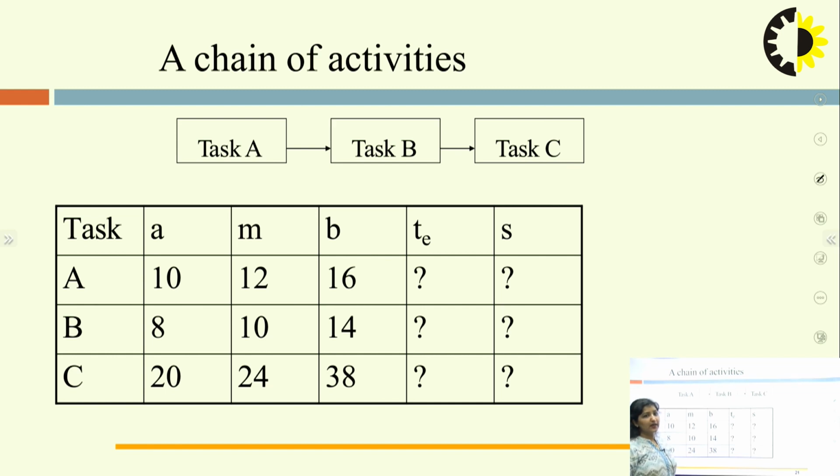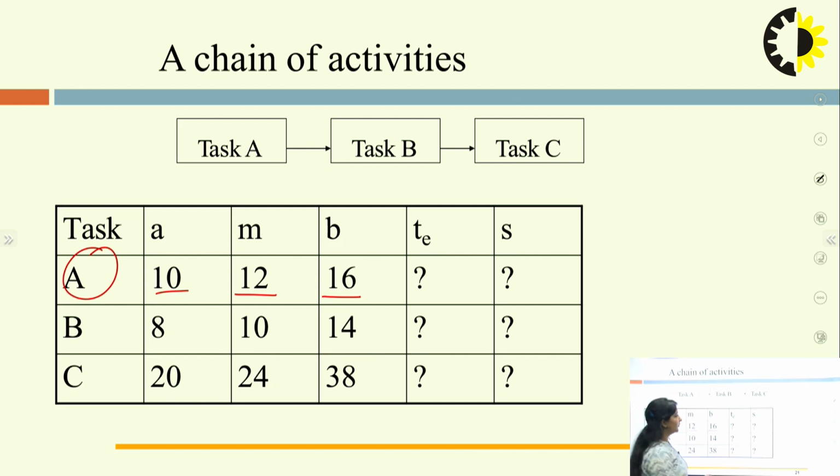Now for these tasks A, B and C, we are having various values for A, M and B. So we can do this question as well. Suppose for this activity A, the time required for optimistic is 10, most likely 12 and pessimistic is 16. So what is the question? We have to calculate the expected time.